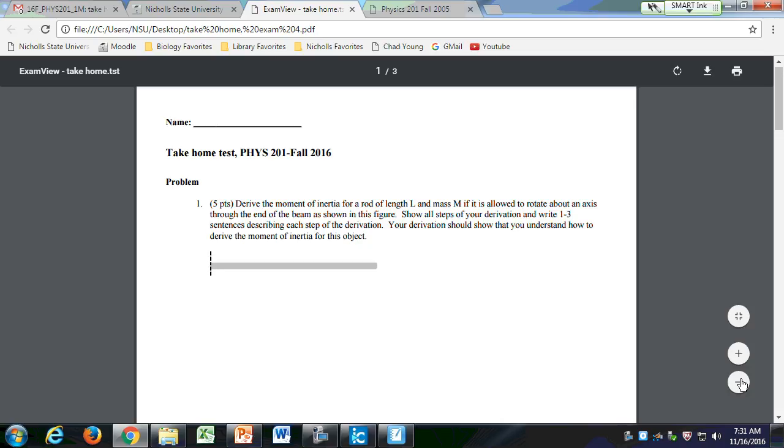This isn't really usually the way that we derive for a bar, but I think that you can figure it out. It's largely just changing your limits of integration, okay, guys?